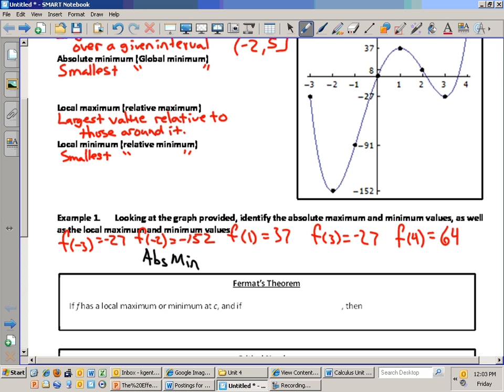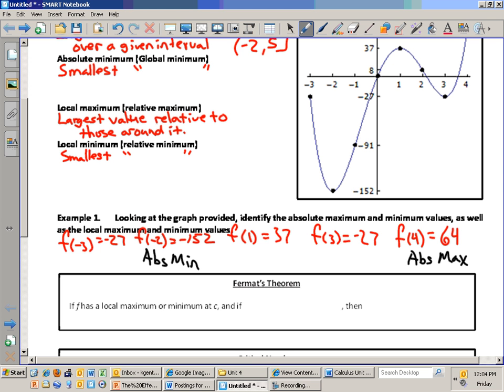So what's our absolute max? Yeah, at 4 we have a value of 64. So this would be our absolute max. And then the definition of a local or relative min or max really depends on those points around it.